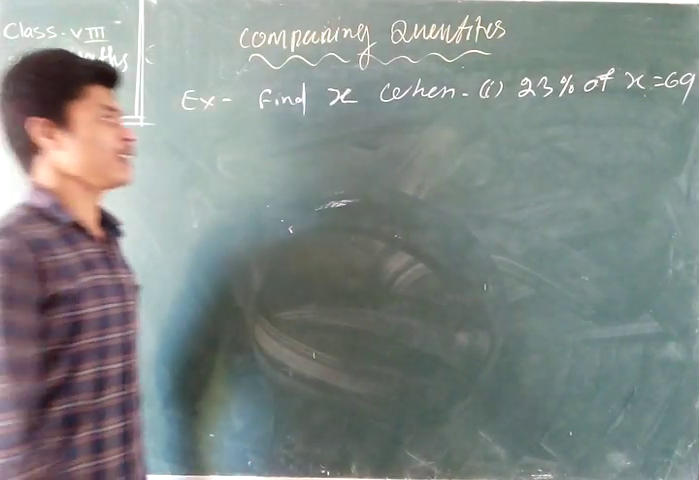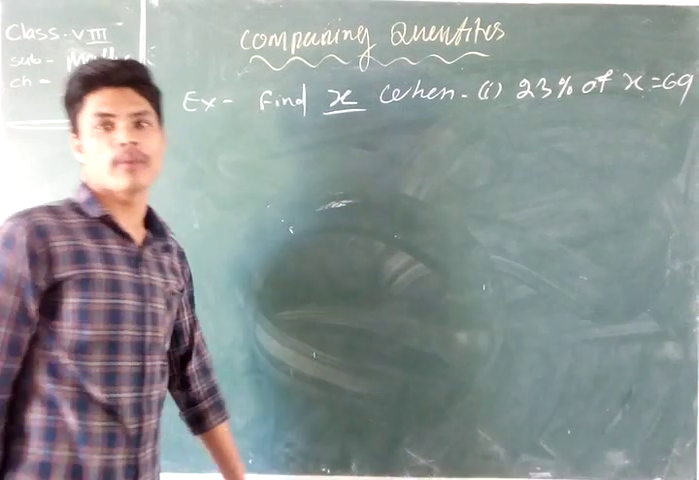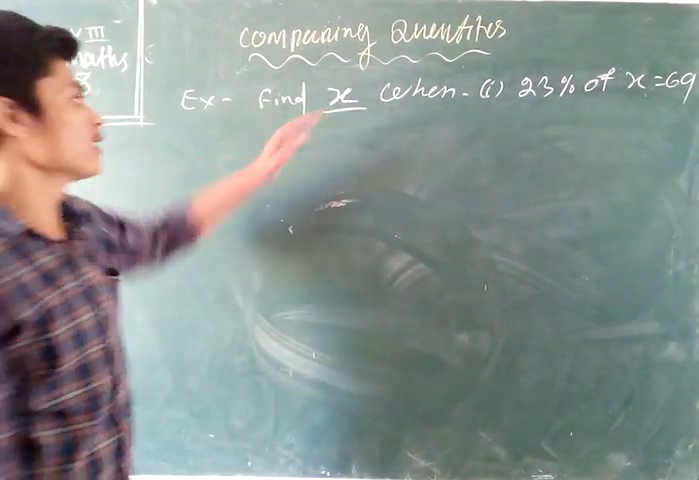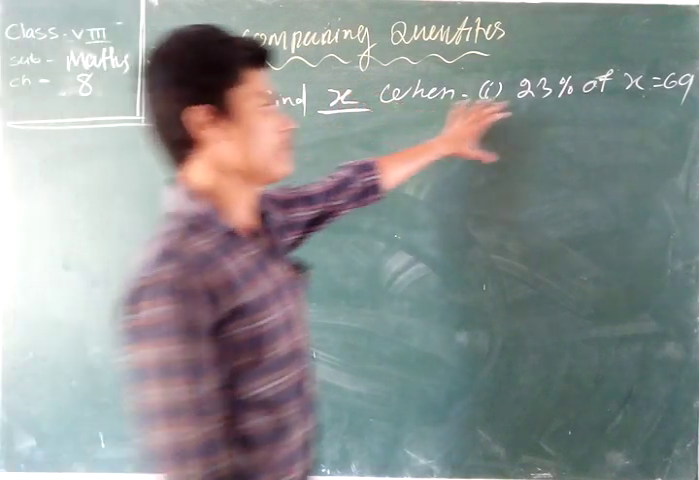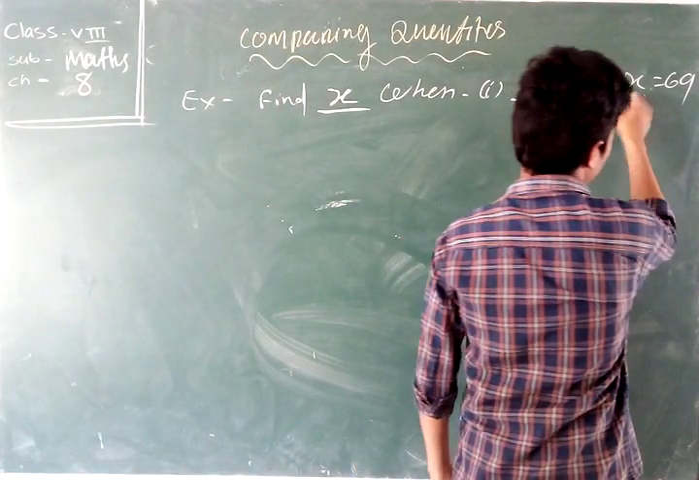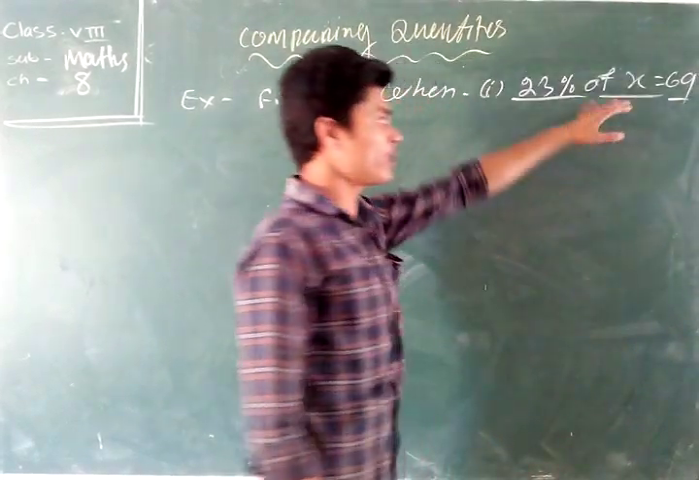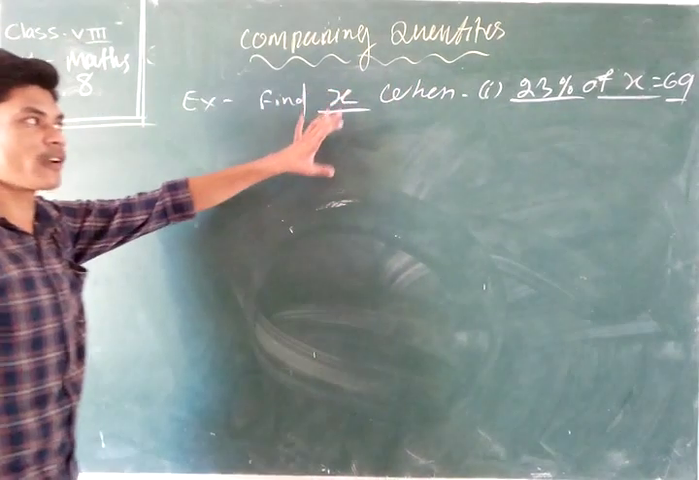Now here we find the value of unknown numbers. The unknown number means, find x. The value of x is not given here. How do we find it using the percentage? 23% of x is 69. Then what is the number x? We don't know. How can you find x here?